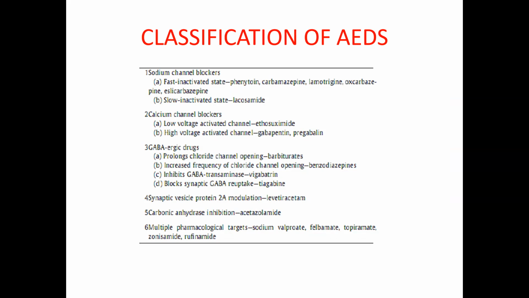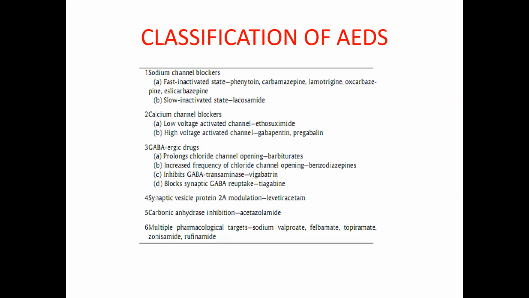Sodium channel blockers, for example, phenytoin, carbamazepine, lamotrigine, and lacosamide. Calcium channel blockers like ethosuximide, gabapentin, and pregabalin. GABAergic drugs like barbiturates, BZDs, vigabatrin. And synaptic vesicle protein 2A modulating drugs like levetiracetam. Can anybody tell one more newer molecule, a levetiracetam derivative, that modulates synaptic vesicle protein 2A? Brivaracetam, sir. Levetiracetam and brivaracetam, but brivaracetam is very selective. It has fewer side effects as compared to levetiracetam.